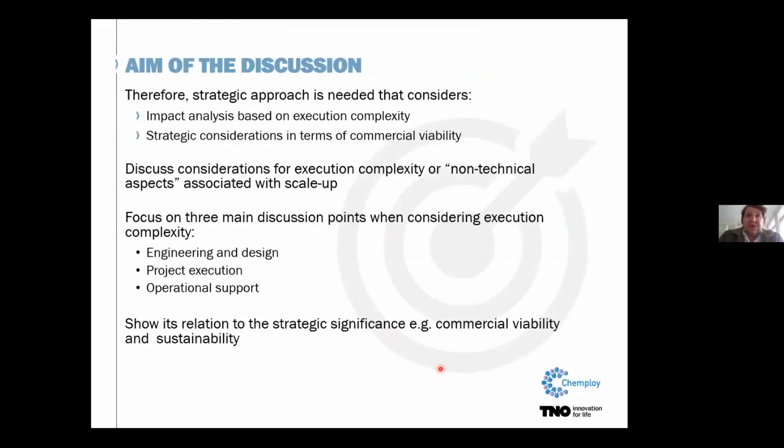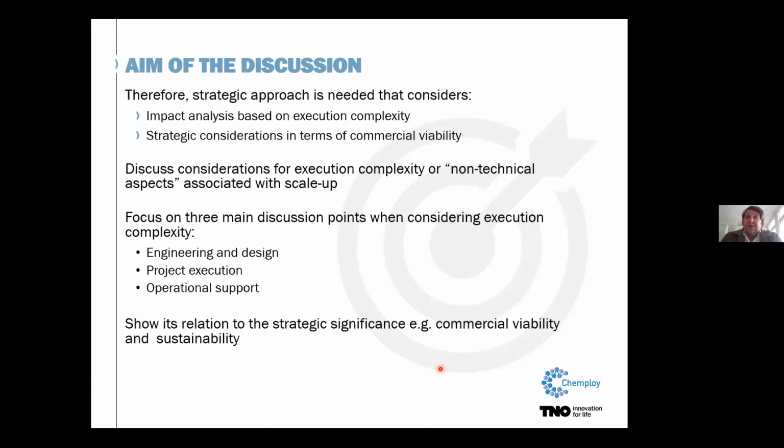So the aim of this discussion is that as you progress through these different stages of scale-up, you need a strategic approach that considers many things, but the two I want to talk about are, firstly, an impact analysis on the execution complexity, and second, combining that with your strategic considerations in terms of commercial viability. It's really considering those two in concert with each other.